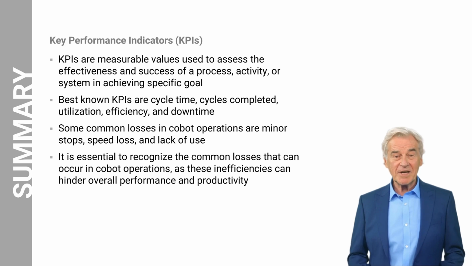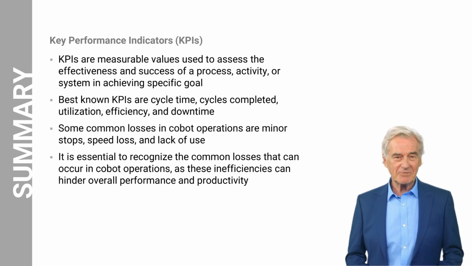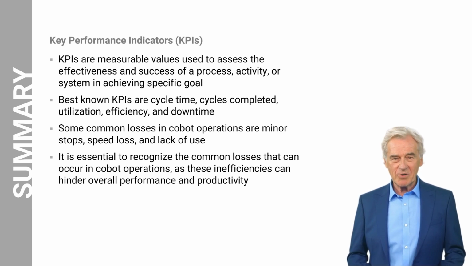Let us now look at our lesson summary on KPIs. KPIs are trackable objective metrics that focus on assessing organizational performance. They are critical for both current and future success, helping businesses evaluate various parts of their operations. The 5 best-known KPIs applicable to cobots are cycle time, cycles completed, utilization, efficiency, and downtime. Some common losses in cobot operations are minor stops, speed loss, and lack of use.